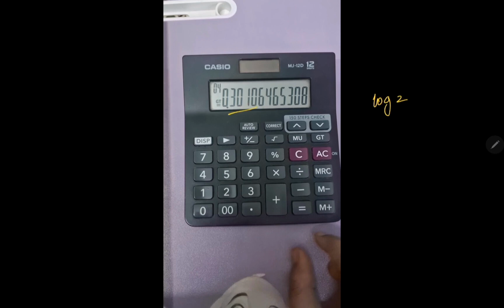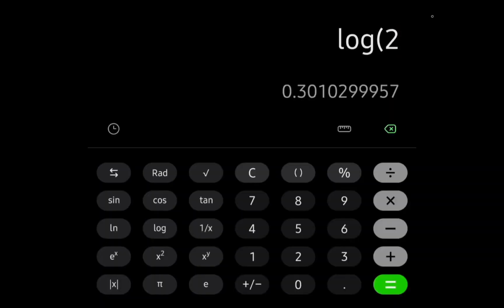Now we can see what is the value of log 2 actually. Now in the calculator, if you see, we are getting the value of 0.3010. We got the same value in the normal calculator also. So we are getting the log value to be accurate up to 4 digits.